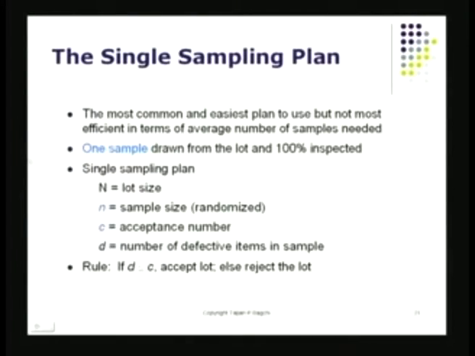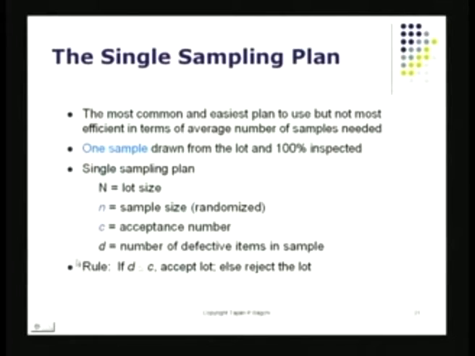What is the rule now? My lot size is big N, my sample size is little n, my control number is C, and the number of defective items that I find in the n items that I pick from the sample is D. The rule for rejecting or accepting the lot is as follows: if D is less than or equal to C, accept the lot. D is the number of defective items I found in these n items. If D is greater than C, reject the lot.